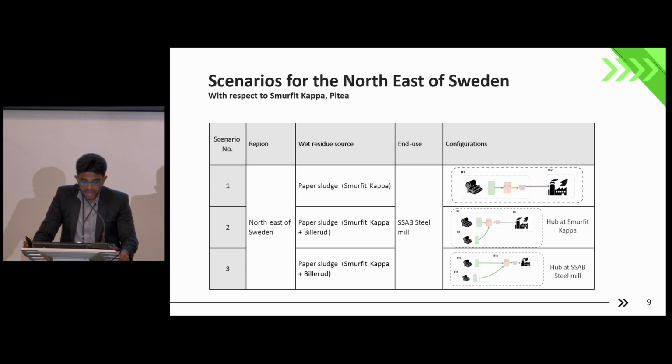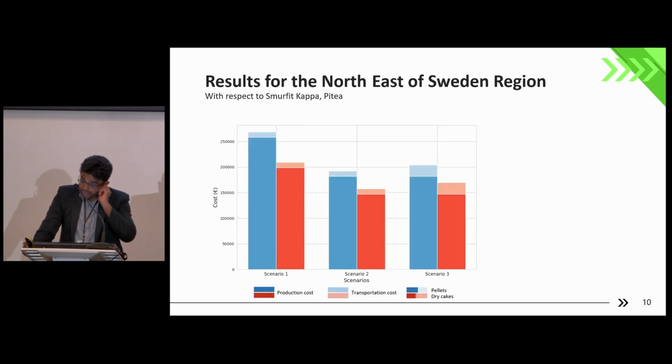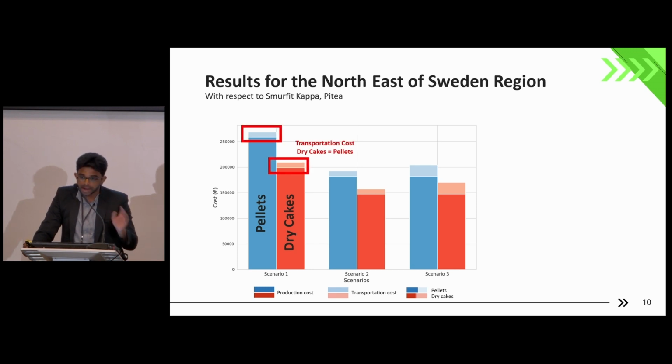So these were the scenarios which I developed for the initial case study. Before going to the results, whatever you have in blue is the total cost for pellets, which is processing cost, transport, drying and pelletizing cost. I have considered 2 cases, with a pelletizer and without the pelletizer. So we have 2 things: the end product is pellets, and the other one is dry cakes. And the lighter colors are the transportation cost. If you see the processing cost against the transportation cost, it is pretty low.